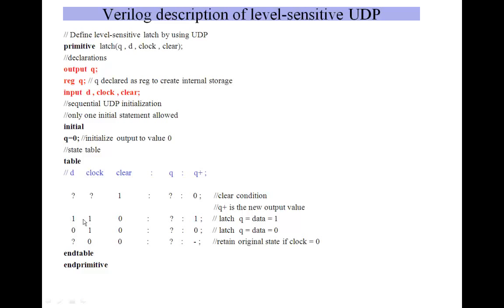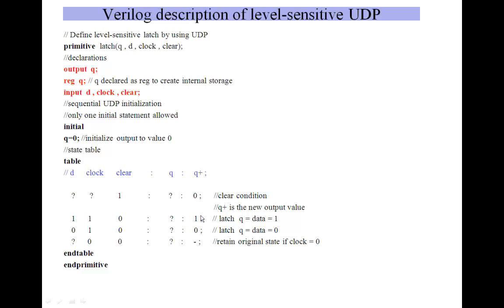When D is 1, when clock is 1, when clear is 0, this D is seen on output, whatever the current state is. Similarly, when D is 0, clock is 1, clear is 0, this 0 is seen on output, whatever the current state is. Now there is no clock, there is no clear. So output will not have any change. No change in output. Whatever the current state, that same state will be retained here.